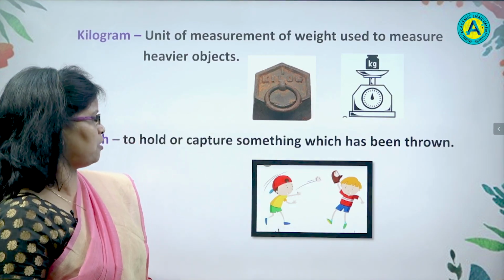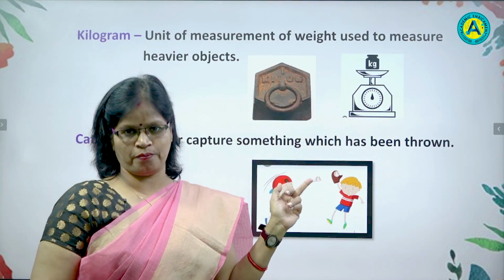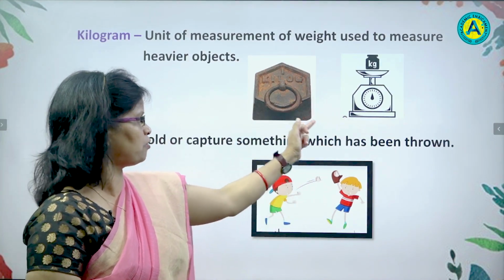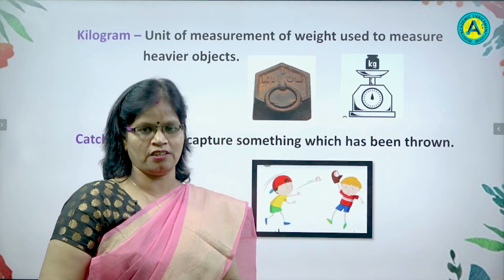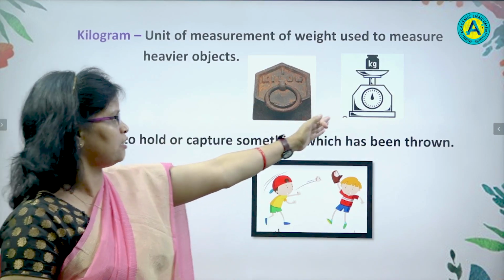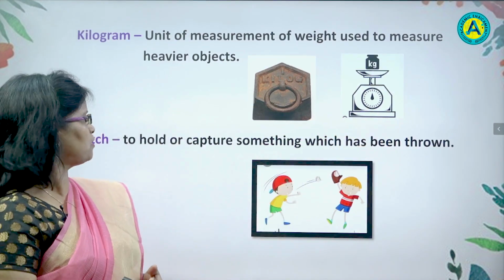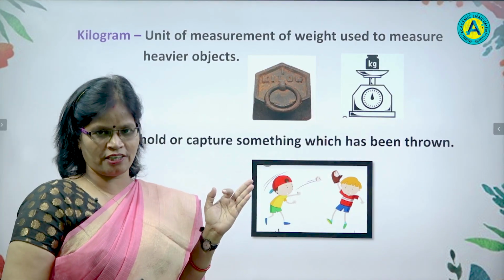Now see this picture. You must have seen these two things in the shop. The shopkeeper uses both of them while measuring something, isn't it? This can be used manually and this is the digital one, isn't it? So I think you must have understood the meaning of kilogram.